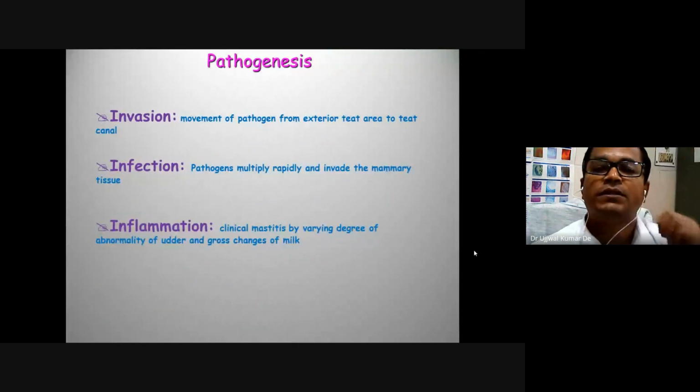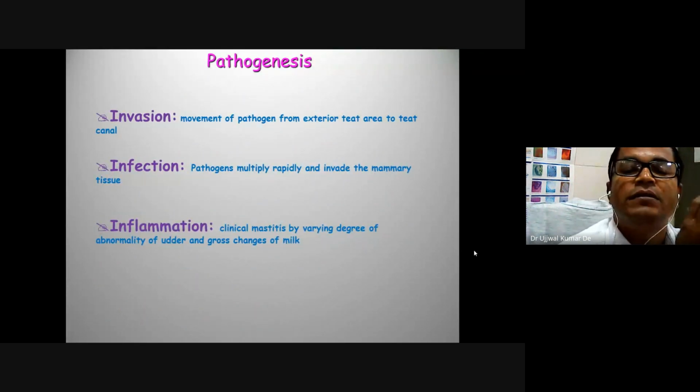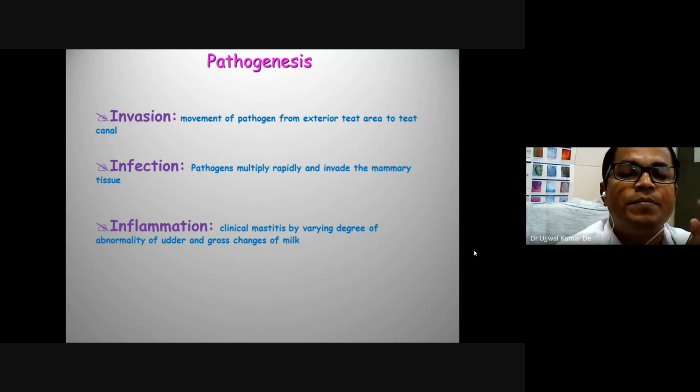Now pathogenesis. This is a very theoretical aspect, but I will explain it briefly, first about invasion and infection. Invasion means movement of the pathogen from the exterior teat area to the teat canal. Suppose the contagious pathogen, or the pathogen may be environmental. When they remain in the environment or on the surface of the teat, and get the opportunity, they enter from the exterior teat area into the teat canal.